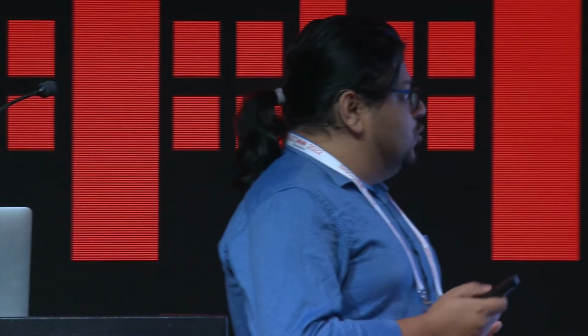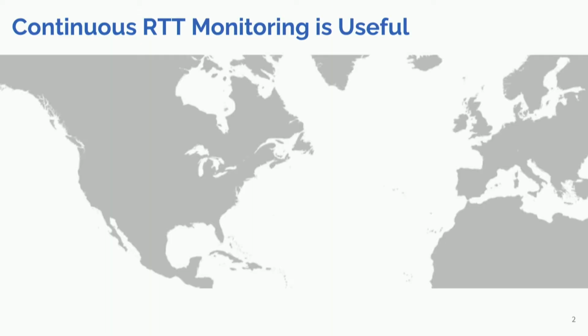So let's get started. Continuous RTT monitoring is useful. So let us take an example and see how it can be useful. So let's assume there is a client and a server talking within the US.